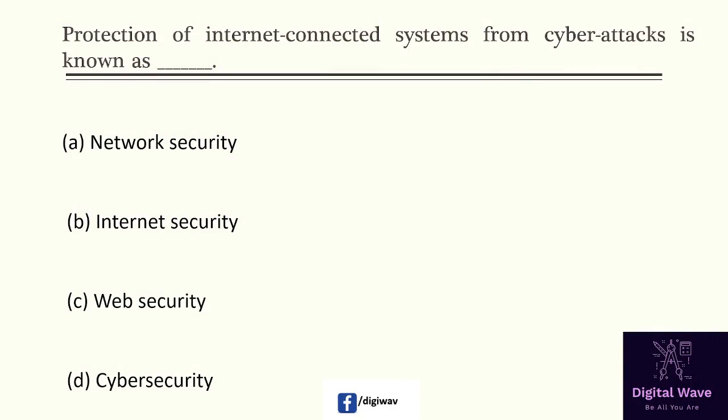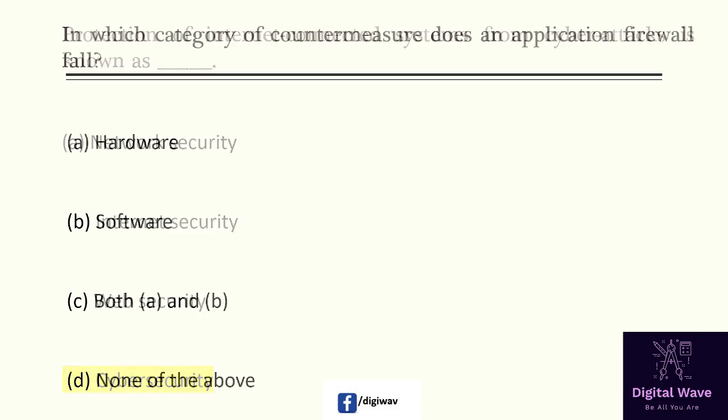So question 1 is protection of internet connected systems from cyber attacks is known as. First option is network security, second option is internet security, third option is web security, and last option is cyber security. So right answer will be cyber security.